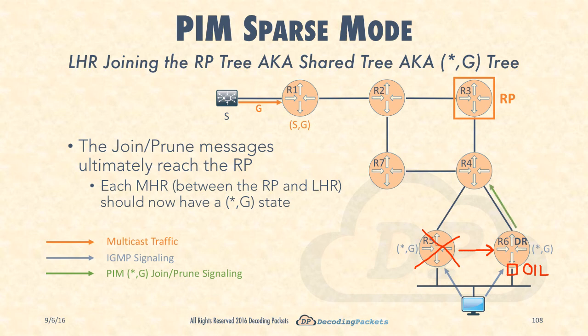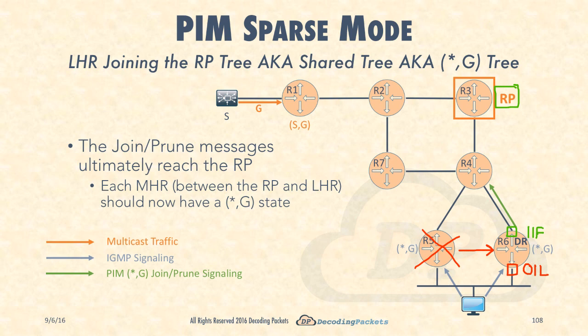Now, the star, G join can go up towards R4. So there's a couple of essential steps that are going to happen here. The very first step here would be to add this interface as the IIF for the star, G. And by this interface I mean the RPF interface for the RP's IP. So it has the rendezvous point's IP address. It's going to perform an RPF check. That RPF check will result in an RPF interface, number one, and an RPF next hop, which becomes the RPF neighbor's IP. And in this case, it ideally should be R4.